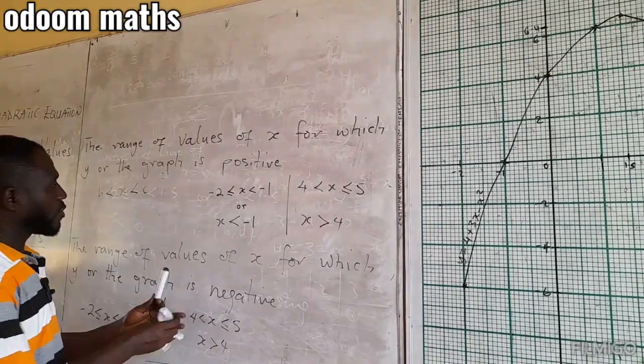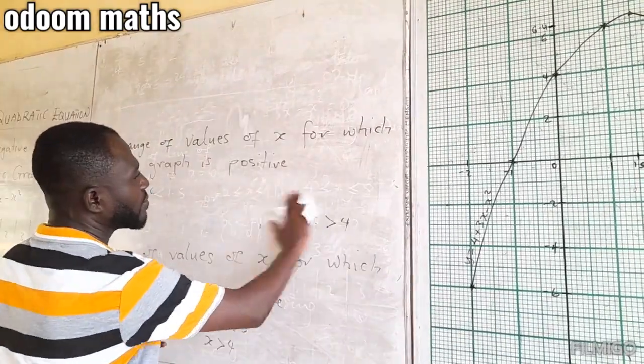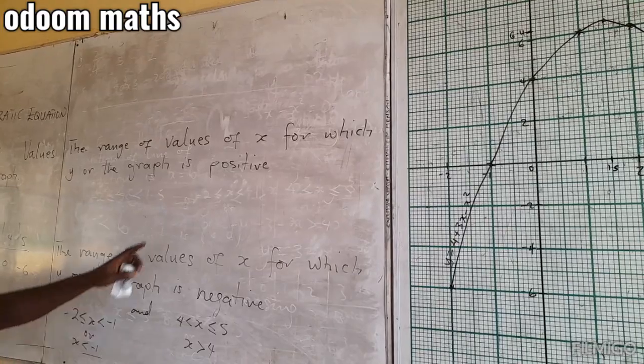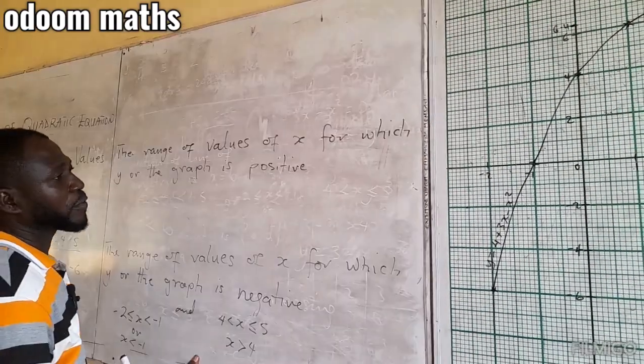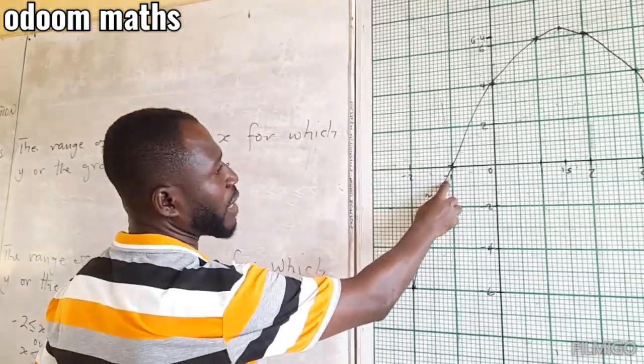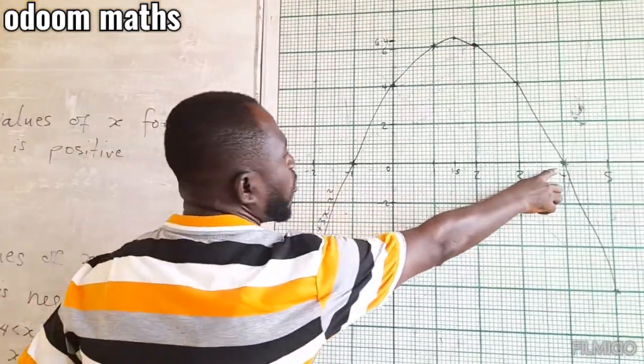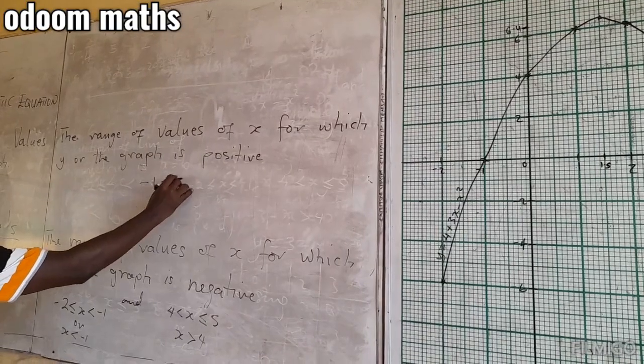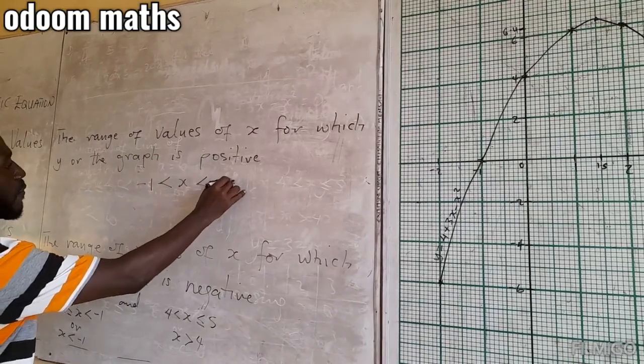Okay. Then for this one, the range of values of x for which y is positive. So positive is between -1 on the x-axis and 4 on the x-axis. So that is -1 less than x less than 4.